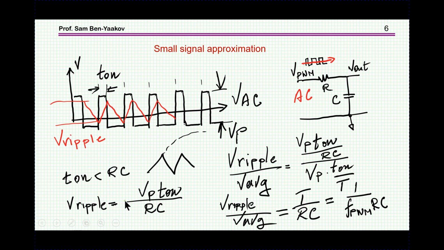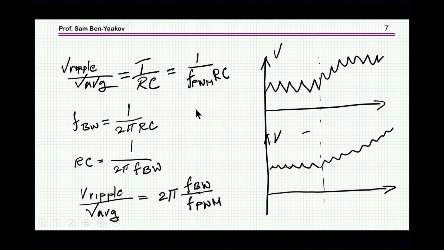Now as far as the ripple goes, I'm doing here a small signal analysis, that is assuming that the ripple is small. In that case, we can assume that the shape is triangular, and therefore the peak to peak ripple voltage will be the voltage times T on over the slope, which is 1 over RC. Eventually we get that the ratio between the ripple and the average value is 1 over the PWM frequency times RC, and this can be expressed as 2 pi times the frequency of the filter divided by the frequency of the PWM, the carrier of the PWM.